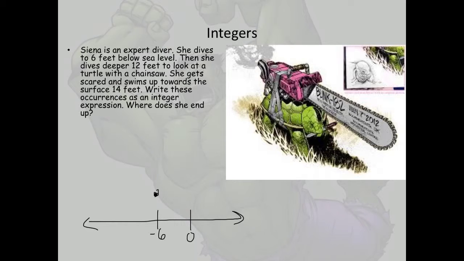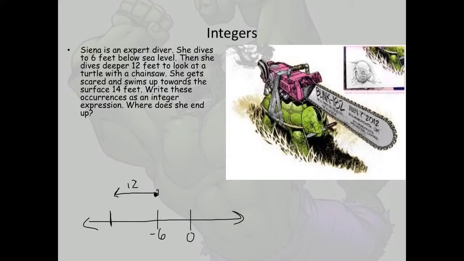So let's think about that. If she's going deeper, that means it's going farther below sea level. So we're going to take this 12 feet deeper. You could draw an arrow. This is 12 feet, and if we were going to the left from where we were at negative 6, that would be, well, you know what, let's write this as an equation, and it might make it a little easier to see. So, watch out for our turtle with a chainsaw. Like we said, I guess it is real.